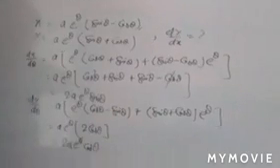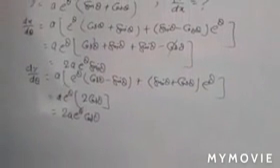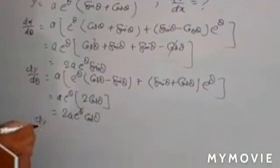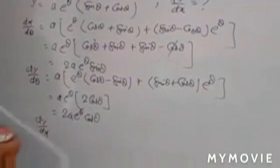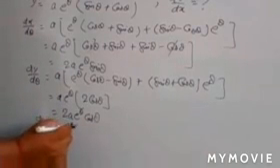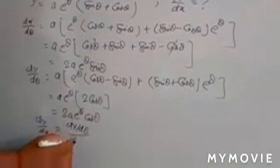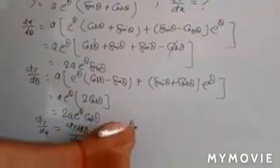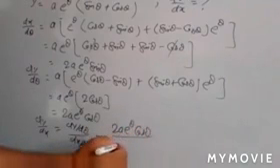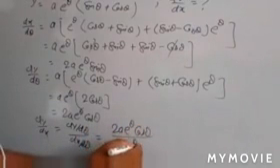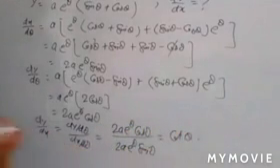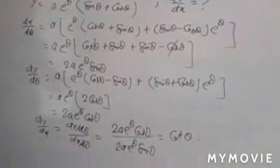2a e to the power theta cos theta. Now you find the value of dy by dx. So dy by dx is equal to dy by d theta upon dx by d theta. That is equal to 2a e to the power theta cos theta upon 2a e to the power theta sine theta. So that is equal to cot theta. Understand? So in this way, you can find its derivative.